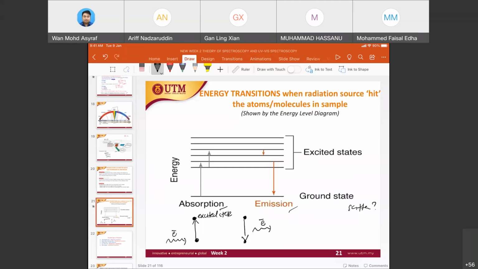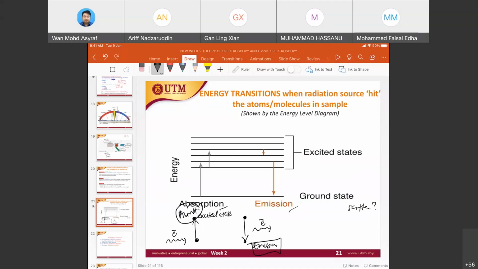So when we apply energy towards your sample, it will become excited. Tetapi excited tu hanyalah sementara sahaja. So it will be going back down to its ground state, but energy yang telah diabsorb tadi, it will emit it back lah. Maksudnya dikeluarkan balik. Sebab dia tak boleh, energy tu kan tidak boleh duduk dalam diri dia sahaja, dia kena keluarkan balik energy tu. So, this is called emission. Kalau naik tu kita absorption, kalau turun ni emission.